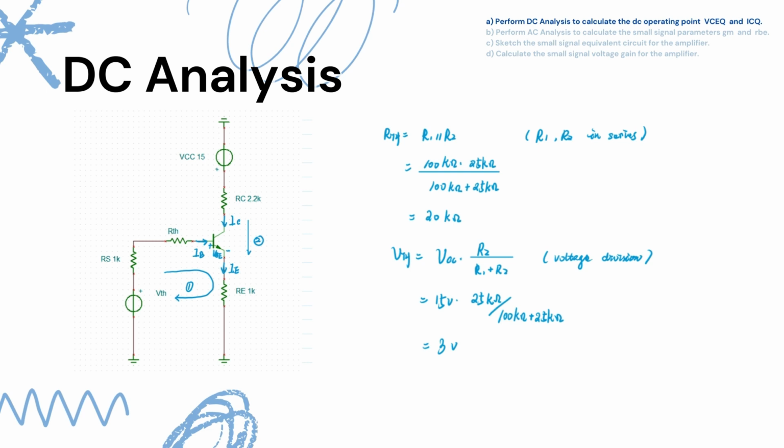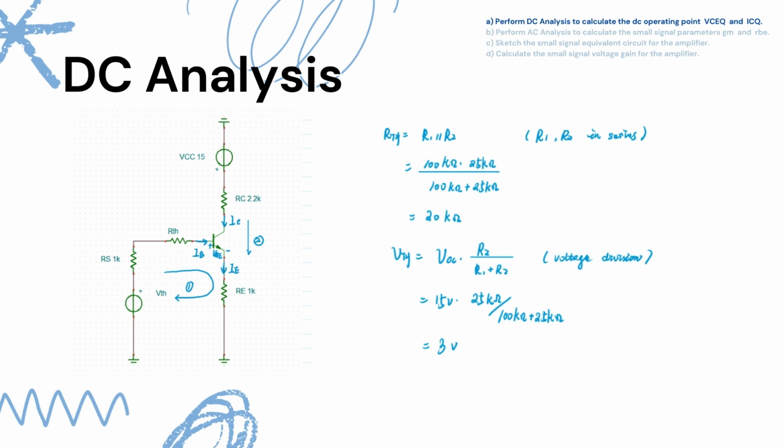The first part is the DC analysis. We need to calculate the DC operating point VCEQ and ICQ. The circuit diagram used for DC analysis can be simplified to the left diagram. We need to find RTH and VTH before we proceed with our following steps.